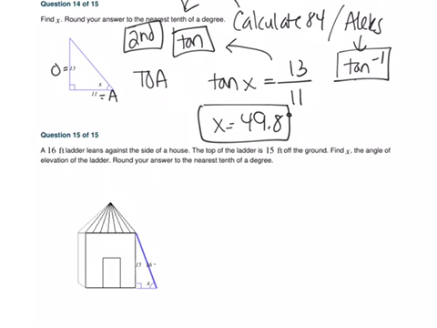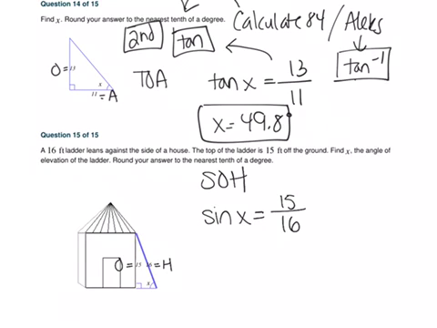So label what you got. You've got 16 is the hypotenuse of the right triangle, and in relation to x, 15 is opposite. Since we've got O and H, we must use sine. So we'd say sine of x is equal to opposite, 15, over hypotenuse, 16.